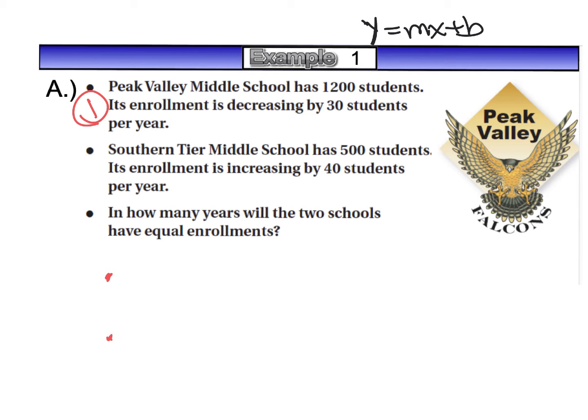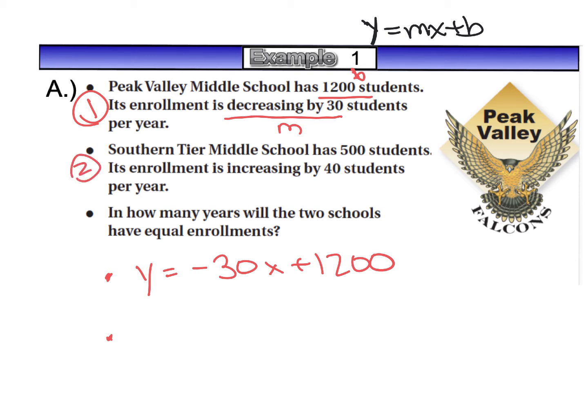We have the enrollment decreasing by 30 students per year. That's going to be our slope. That's our change, or our m. It started with 1,200 students. That's going to be our y-intercept, or our b. So we get y equals, because it's decreasing, it's negative 30x plus 1,200. That's our equation for Peak Valley Middle School.